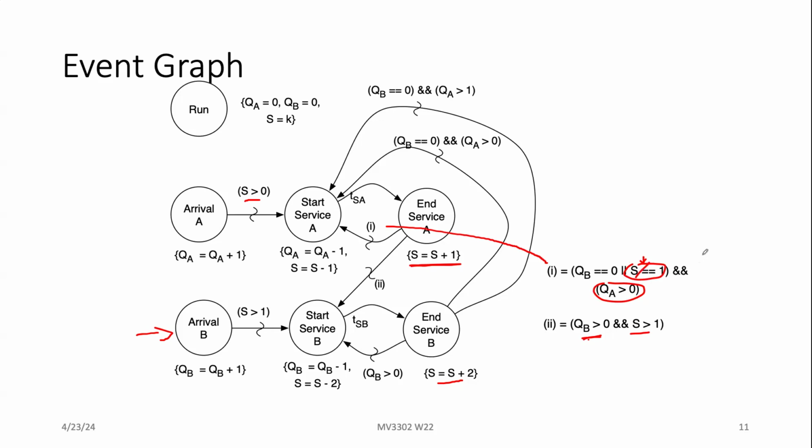Also, what about this one? Q is equal to 0, because if my QA is greater than 0, then I don't have two available servers. Correct, can't have. So it should be enough if I only need two if QA is greater than 0.